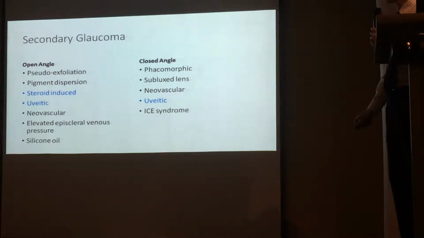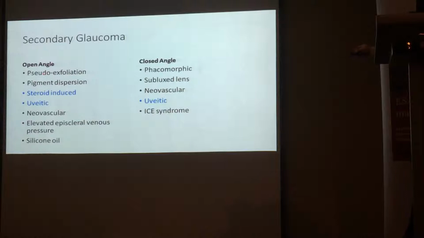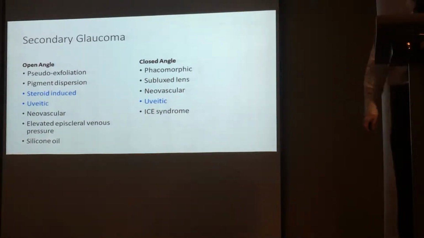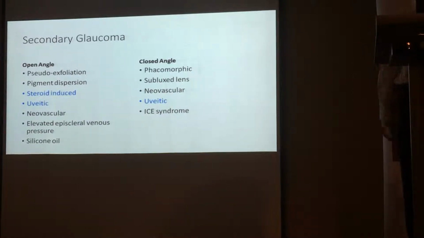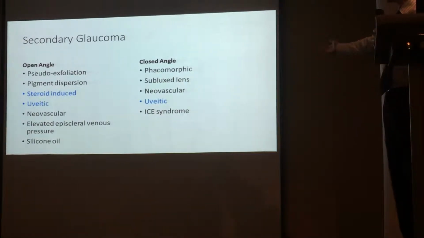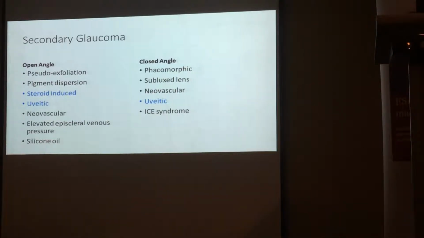Among the open angle conditions, pseudo-exfoliation is probably the most common, and then you have things like pigment dispersion, steroid-induced glaucoma, uveitic glaucoma, neovascular glaucoma, elevated episcleral venous pressure glaucoma, for example, Sturge-Weber, and then silicone oil glaucoma. And among the closed-angle conditions, we have phacomorphic glaucoma, subluxed lenses causing glaucoma. Neovascular disease can also be angle closure, just as uveitic can also be angle closure. And then you have ICE syndrome.